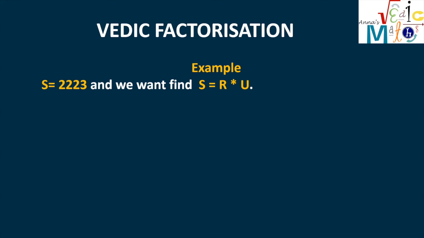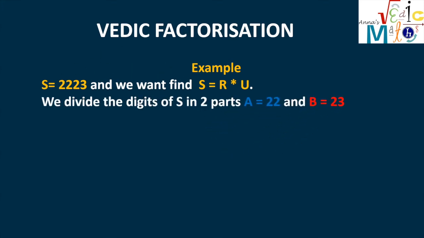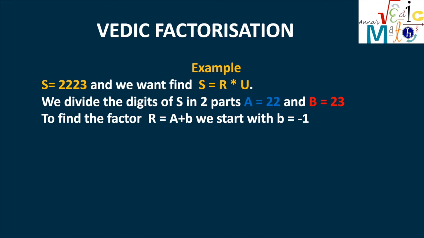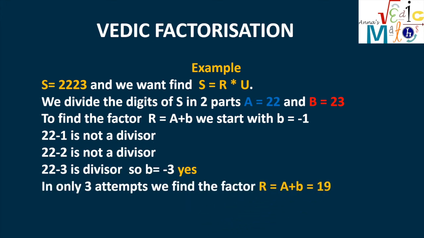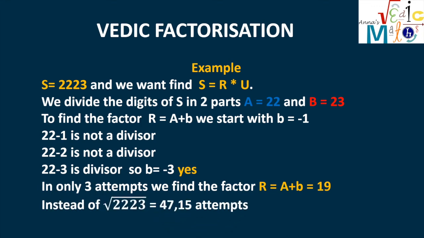We want to find this S equal R times U. We divide the number into two parts, A equal 22 and B equal 23. To find the factor R equal A plus little b, we start with little b equal minus 1. 22 minus 1 is not a divisor. 22 minus 2 is not a divisor. 22 minus 3 is a divisor. Good. So in only 3 attempts, we find the factor R equal 19.